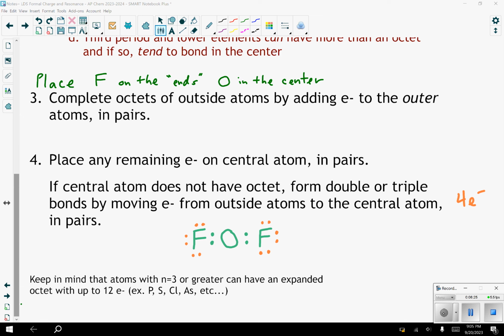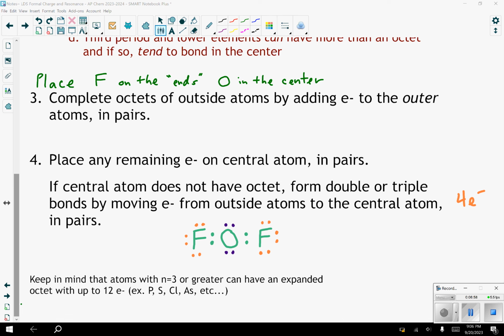Finally, the last step says place any remaining electrons on the central atom in pairs. At this point, you would check to see that all of the elements have an octet. If they don't, you would consider forming double or triple bonds. But in this case, fluorine, oxygen, and fluorine all have an octet. So we are done.